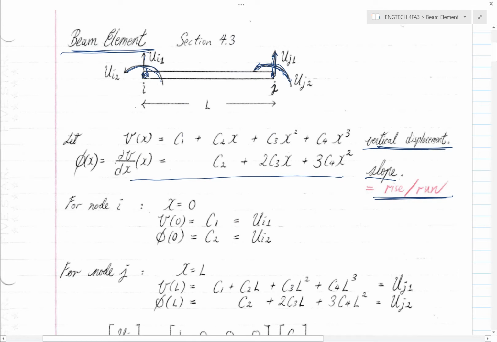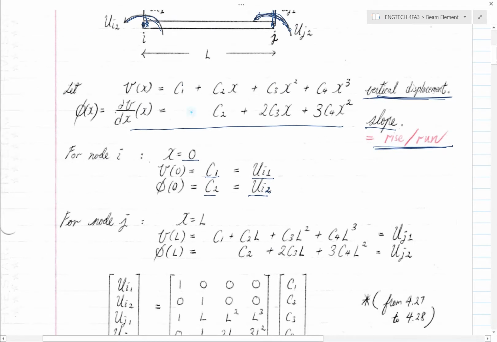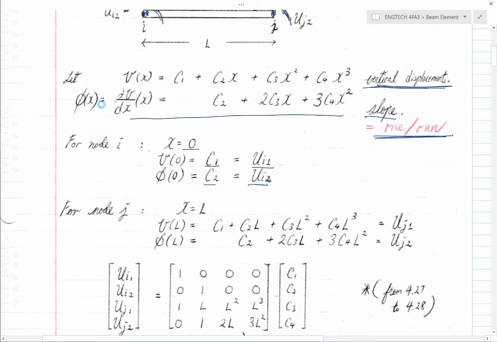Let's solve for C1 to C4. When x is 0, the displacement at node I is UI1, and the angle at node I is UI2, which is C2. Nothing fancy, we just substitute x equal to 0 in those two equations. Now let's solve for x equal to L. That's what happens at node J, and we will have these terms right here.